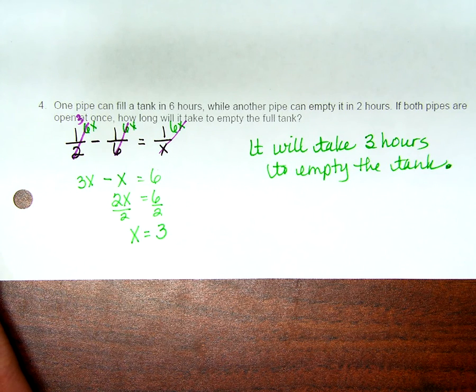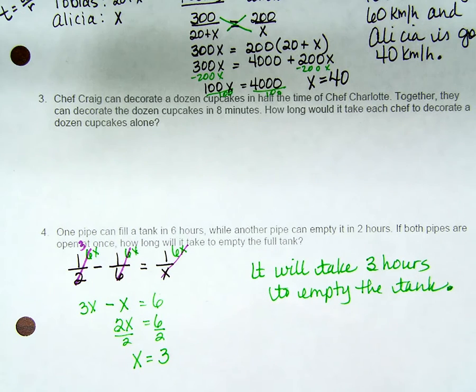We have time to start number 3. Do you want to start number 3? Okay. Chef Craig can decorate a dozen cupcakes in half the time as Chef Charlotte. Together they can decorate a dozen cupcakes in 8 minutes. How long will it take each chef to decorate a dozen cupcakes alone? Is it similar to one we've done already? Yes, which one? 1, okay.